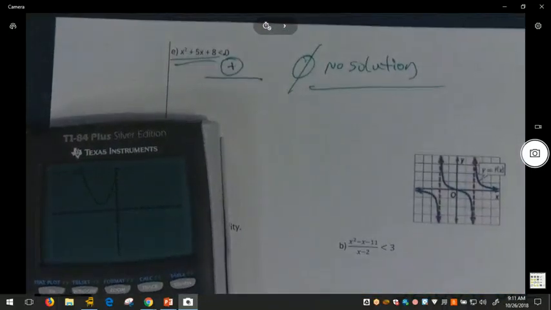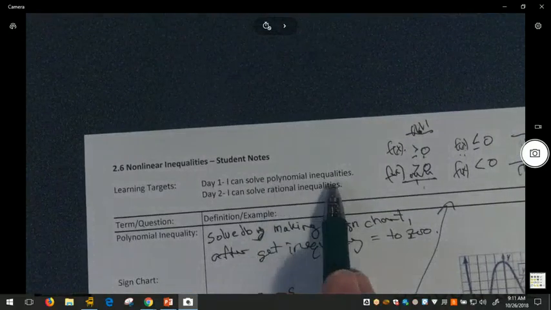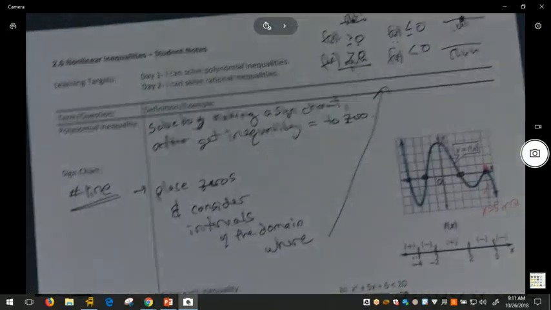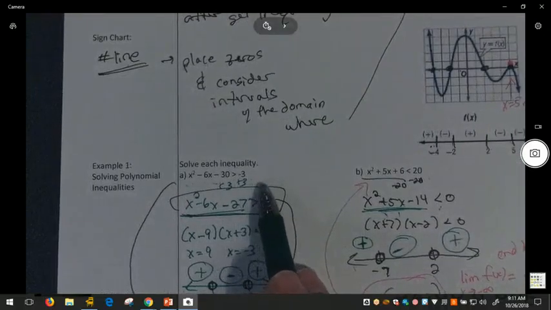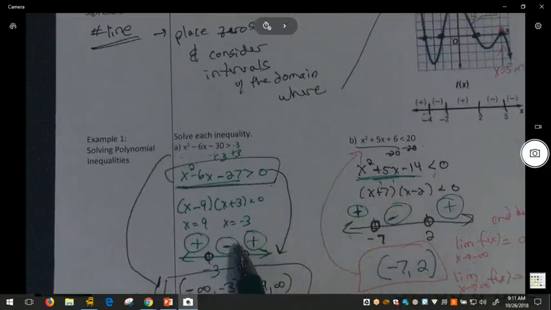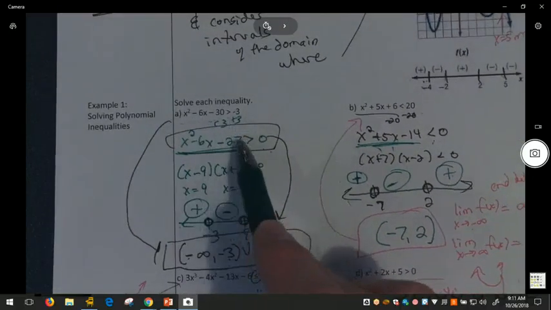This concludes the video for solving polynomial inequalities. You do need to get the equation to 0 on one side and then make a sign chart before you determine the intervals for which the inequality is true.